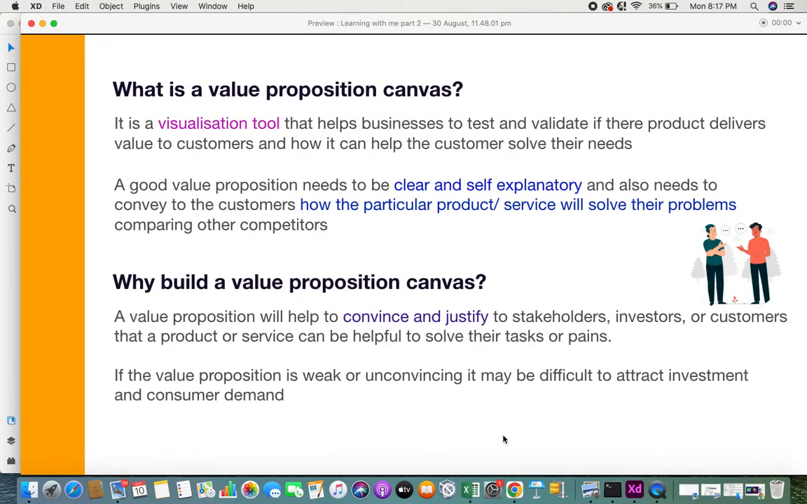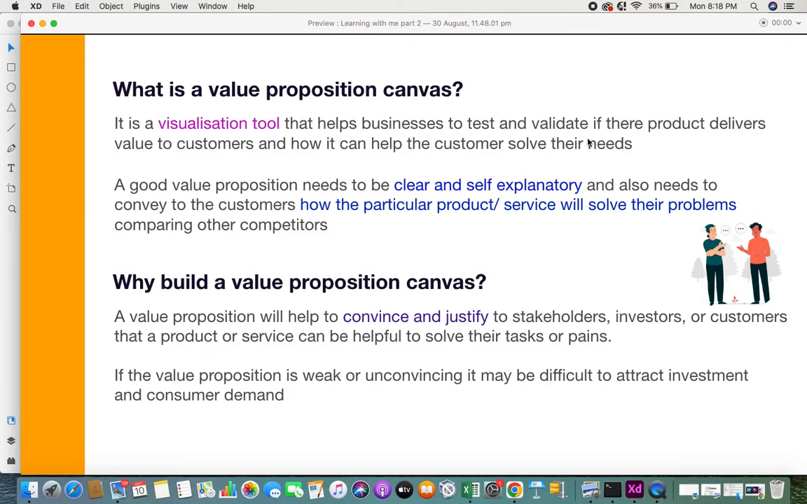A value proposition canvas is a visualization tool that helps businesses test and validate if their product or service delivers value to customers and how it can help the customer solve their needs. Customers come in with a large set of needs, their own pains, and their own expectations. So how do companies justify and convince them that a particular product or service is going to be really useful and helpful for them?